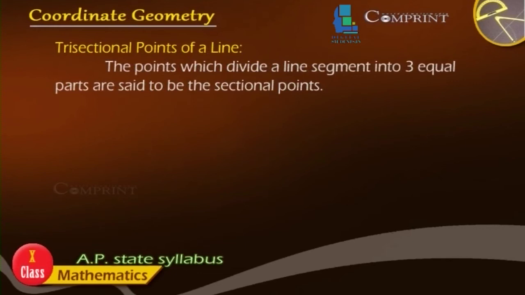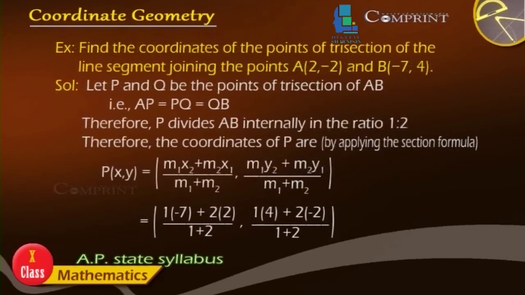Trisectional points of a line. The points which divide a line segment into 3 equal parts are said to be the points of trisection. Example: find the coordinates of the points of trisection of the line segment joining the points A (2, -2) and B (-7, 4).